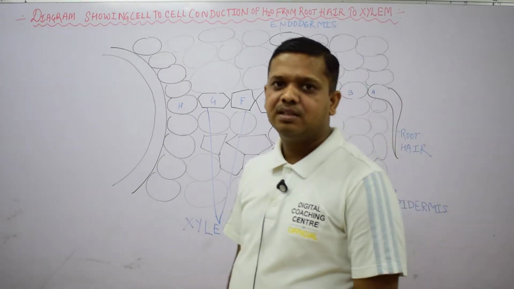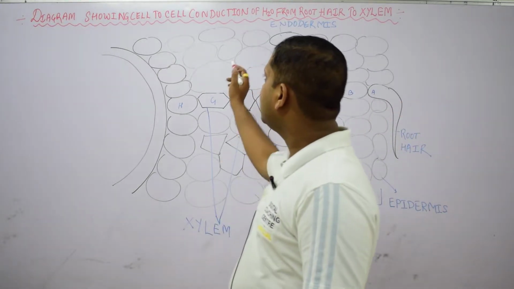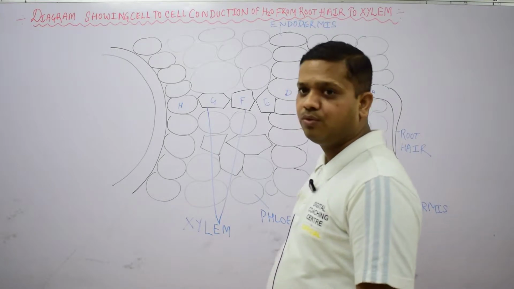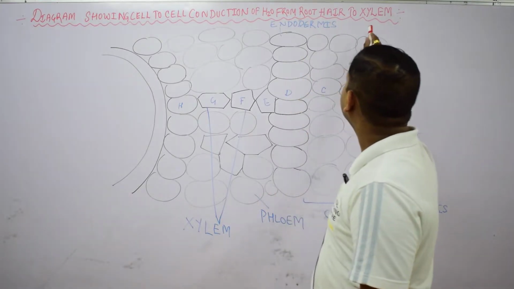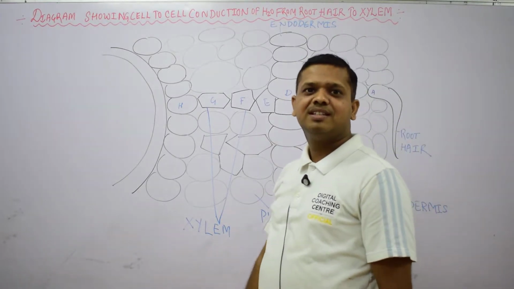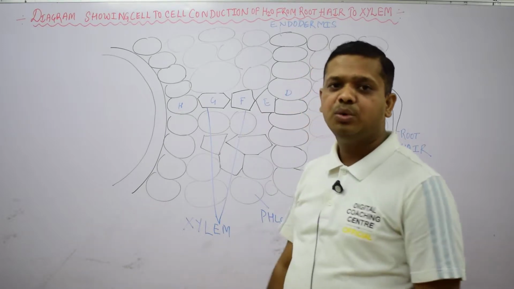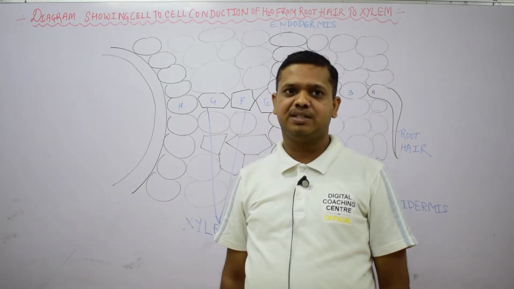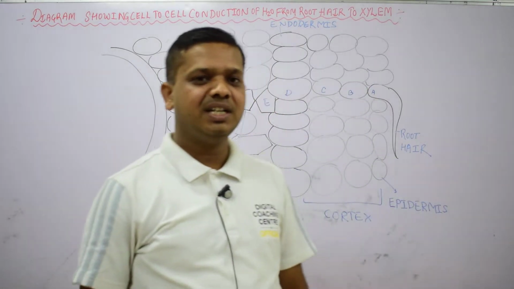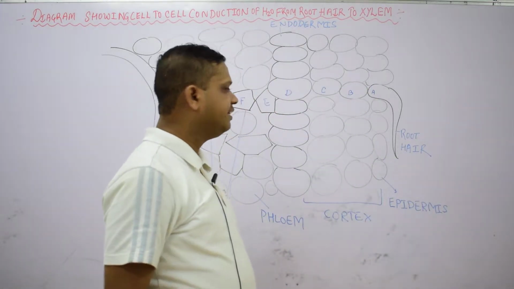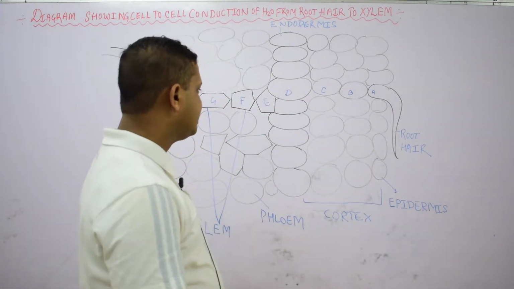Good morning friends. Now we will understand the diagram showing cell to cell conduction of water from root hair to xylem. In this diagram we will understand how absorption by root takes place. Absorption by root takes place with the help of different cells, cell to cell, as we can see here.